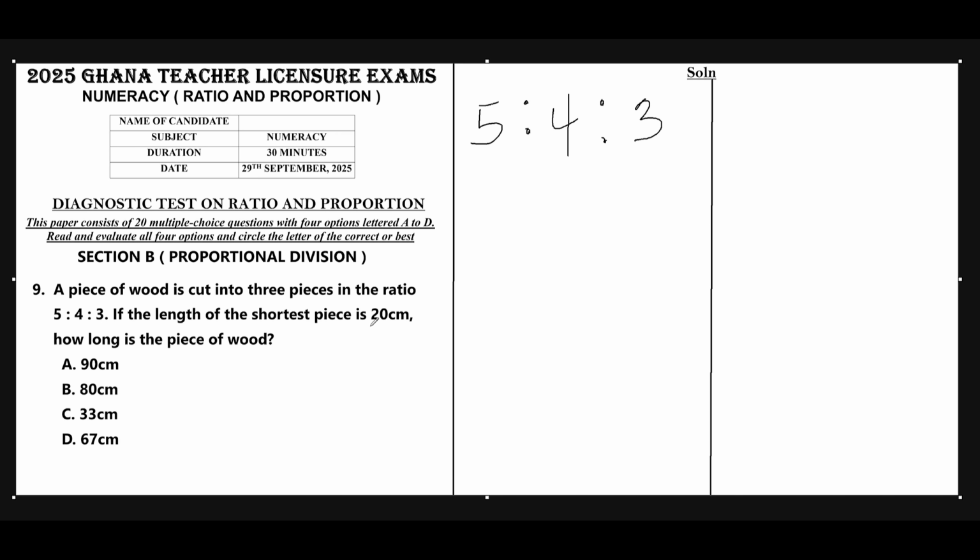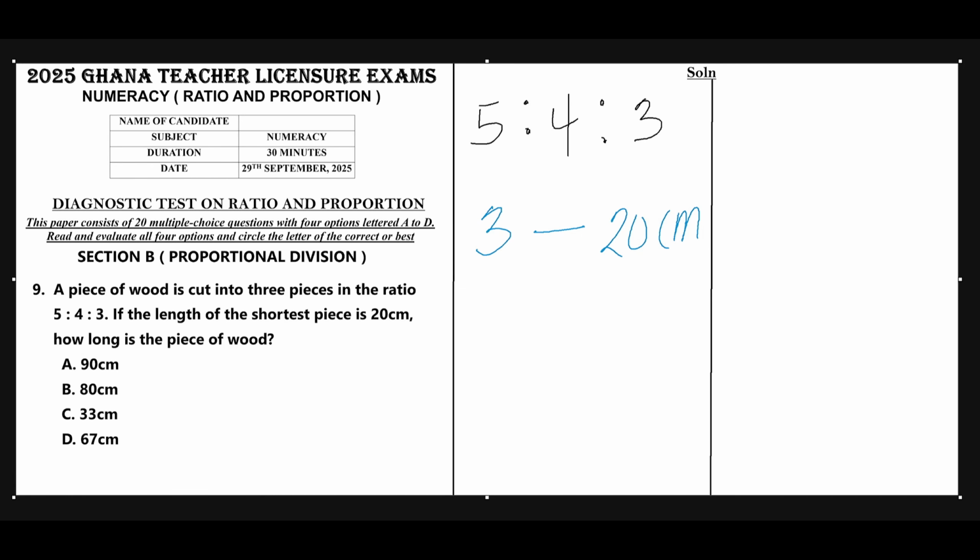So the question is, what ratio must correspond to the smallest piece? First of all, let's look for a ratio that corresponds to the length of the shortest piece. It is clear that the smaller ratio corresponds to the shortest piece. We know the smaller ratio as 3. So this 3 here corresponds to 20 centimeters. Now our goal here is to find the full length of the original piece of wood.